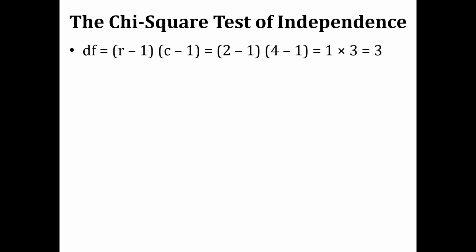What is the next step? Calculate the degree of freedom, and the degree of freedom for the chi-square test of independence is number of rows minus 1 multiplied by number of columns minus 1, which in this case is 2 minus 1 and 4 minus 1. So 1 multiplied by 3 is 3. So 3 is our degree of freedom in this case.